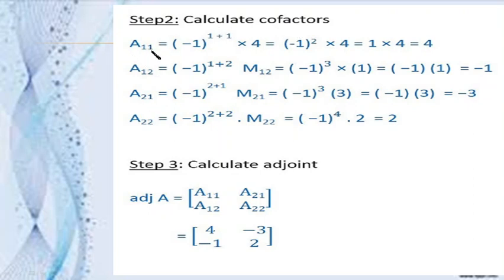A11, 1 plus 1, 2, which is an even number, so A11 and M11 will be equal. A12, 1 plus 2, 3, which is an odd number, so A12 will be equal to the negative of its corresponding minor, which is minus 1. Same way A21 will also be the negative of its corresponding minor, and A22 will be equal to M22 because 2 plus 2 is 4, which is an even number. Now step 3, all the values are calculated, so we just have to input these values in this equation. Adjoint A is equal to the transpose of the cofactor matrix we have already written, and we input the values and get the answer. This is adjoint A.